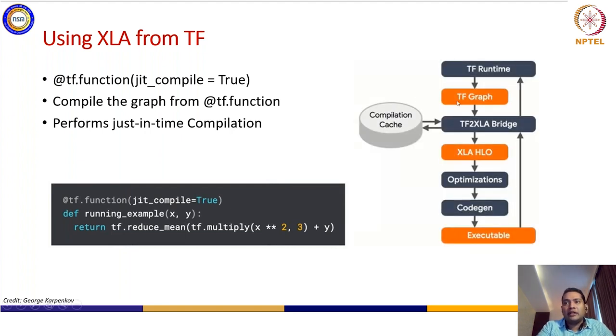So how does it happen? Basically, you start from the TF runtime, which is the TensorFlow tf.function runtime. You have the graph, you have the bridge. Basically, the compilation cache will do the bridging, because you will see in a few slides that this compilation cache, which is generating the XLA HLO, makes the bridge between the graph and the XLA HLO. Depending on the availability of already compiled code, you will not be generating new code for that. So it's highly efficient in that sense. Then you do the optimizations, code generation, and produce the executables. That's the simple flow that we have.